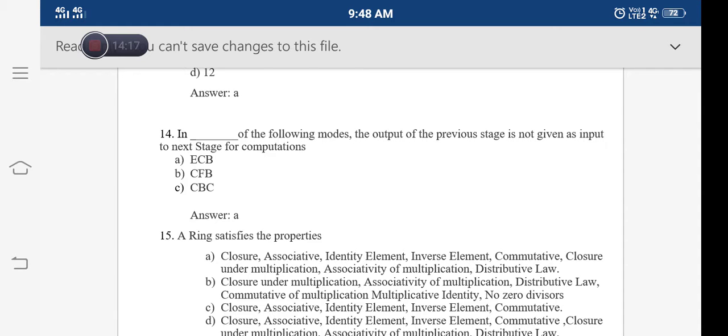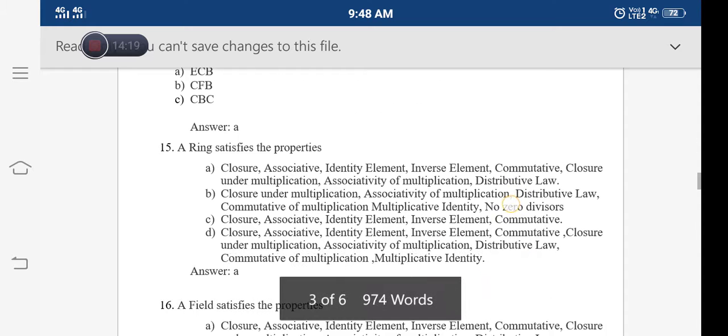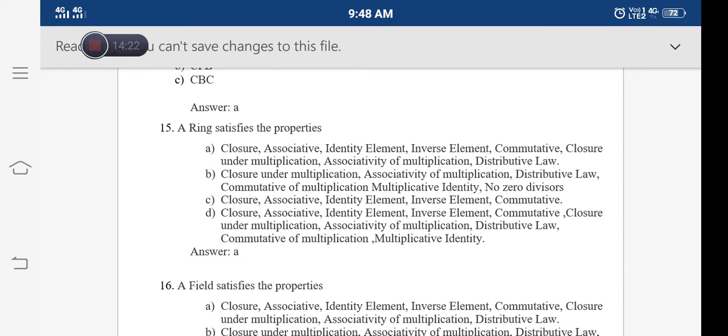Answer is A. Then the 15th, a ring satisfies the properties. Before moving on to the ring, let us have the properties of a group. The properties of the group are: it must satisfy closure, associativity, then inverse and identity. These 4 properties must be satisfied by the group.